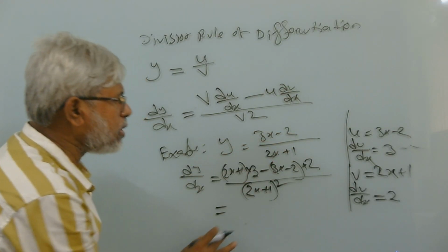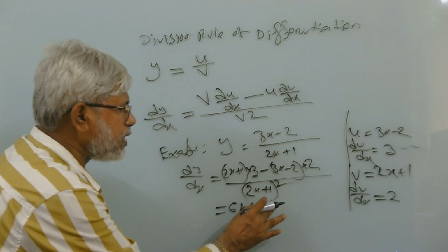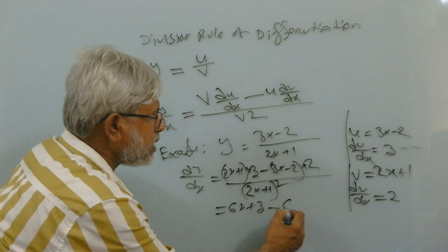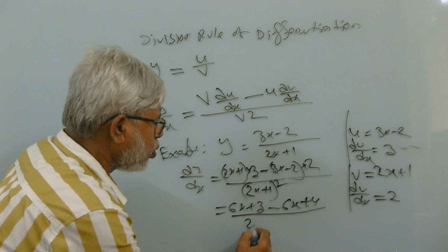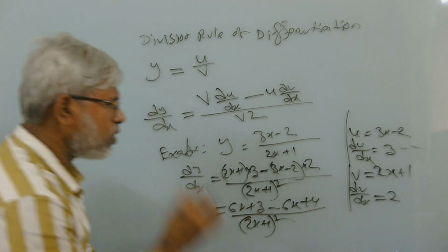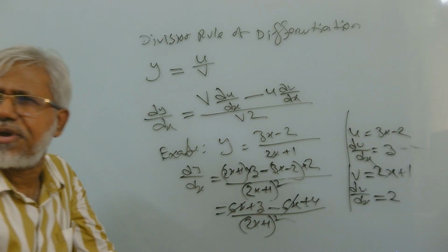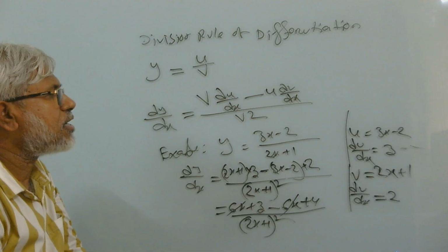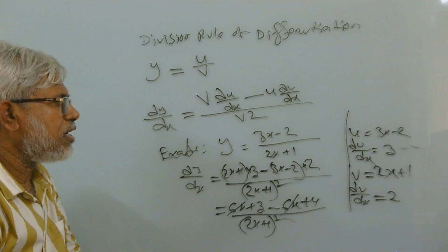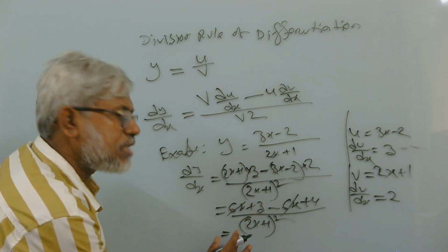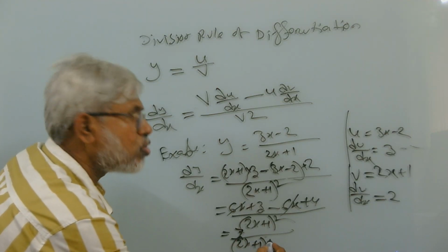এখন এটাকে আমরা সিম্পলিফাই করি। Just we simplify this. 3 to 6x plus 3, 3 1s are 3, minus 3 to the 6x, minus the plus 4, divided by twice x plus 1 whole square. This plus 6, this minus 6 will be cancelled out. So the result is 3 plus 4, 7. The result is 7 by twice x plus 1 whole square.